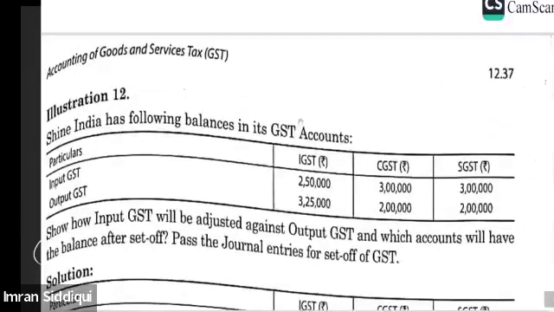Yes, sir. Okay. Let's talk about illustration number 12. Here, let's look at the values. Input GST that we paid is 2,50,000. But the output GST that we collected is 3,25,000. So in this case, input GST is less than the output GST.